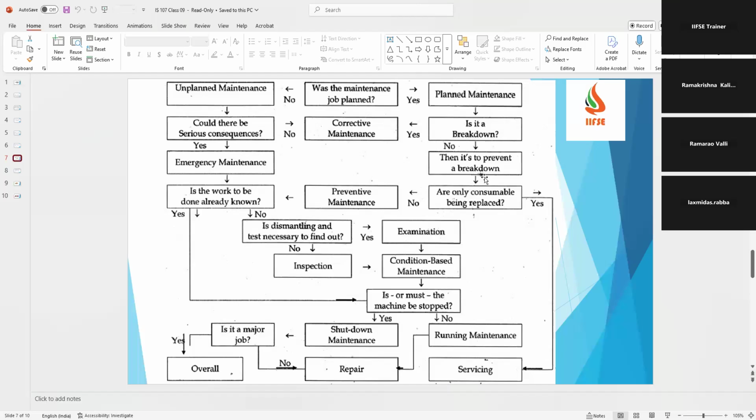We do regular monitoring, and we apply lubrication on alternate days or once in a week so that the sound itself will not be generated. Are any consumables being replaced?